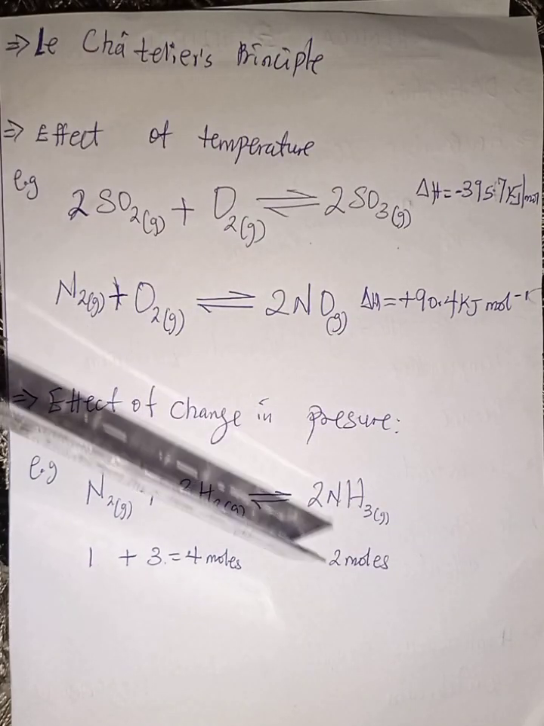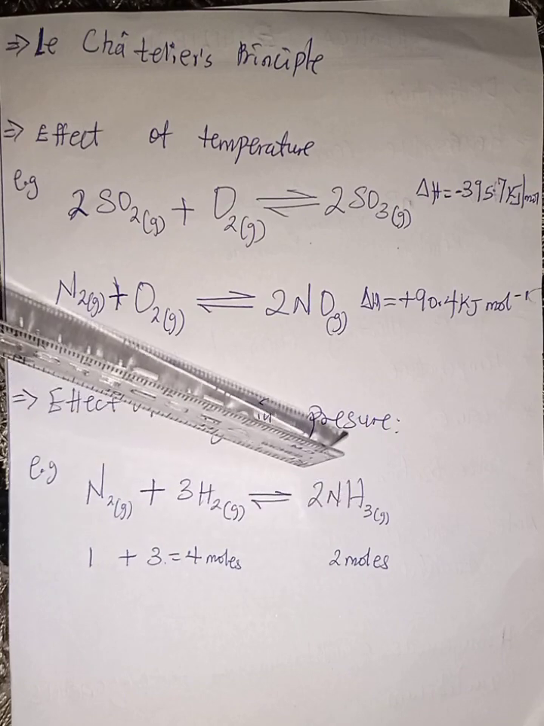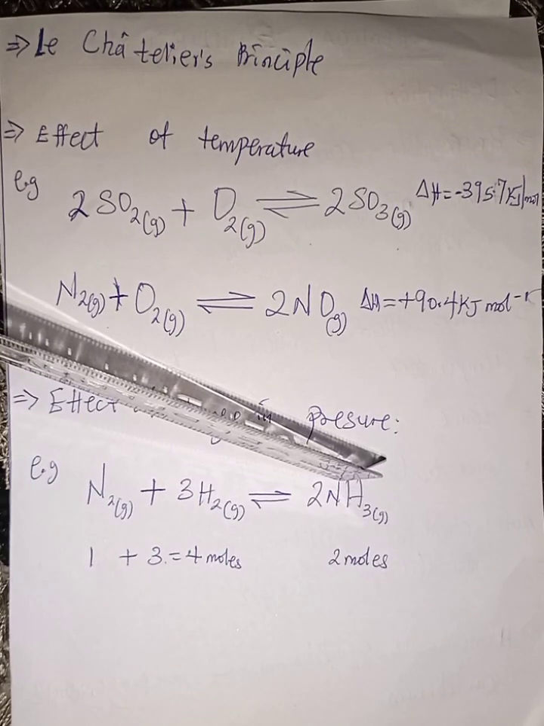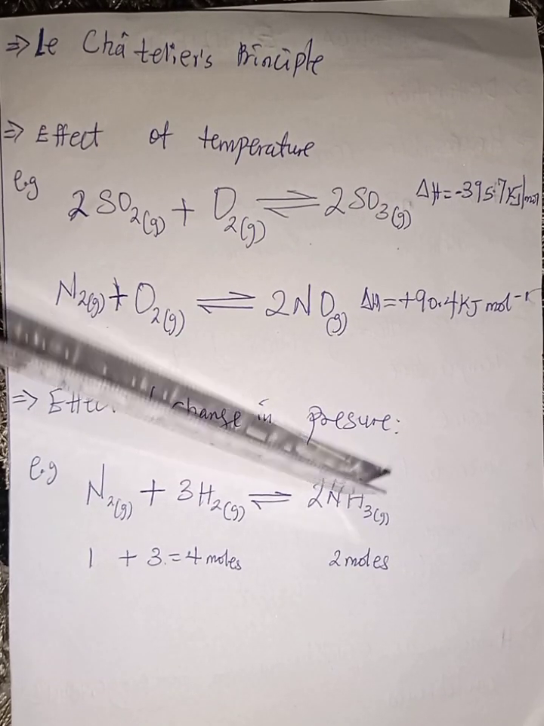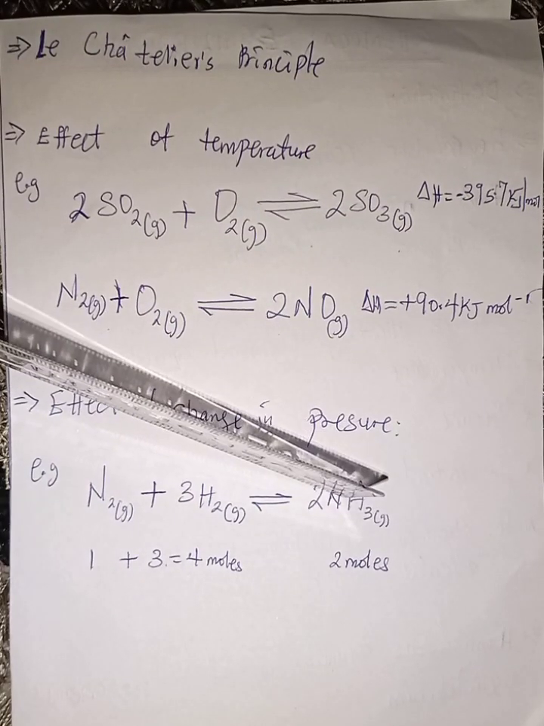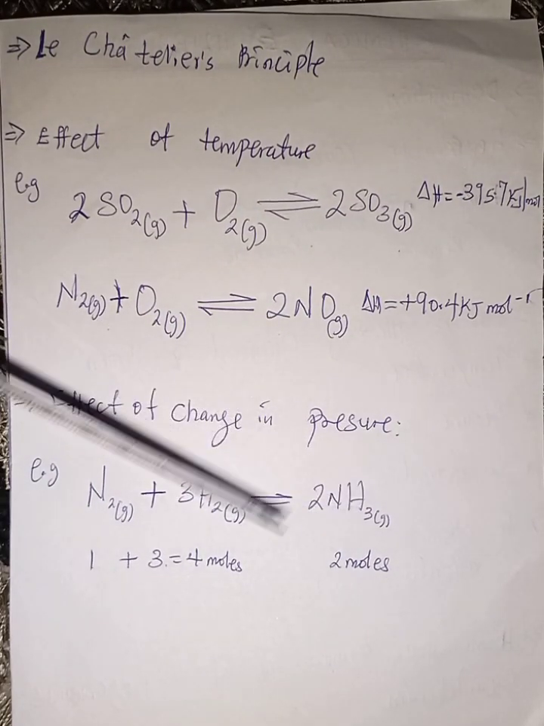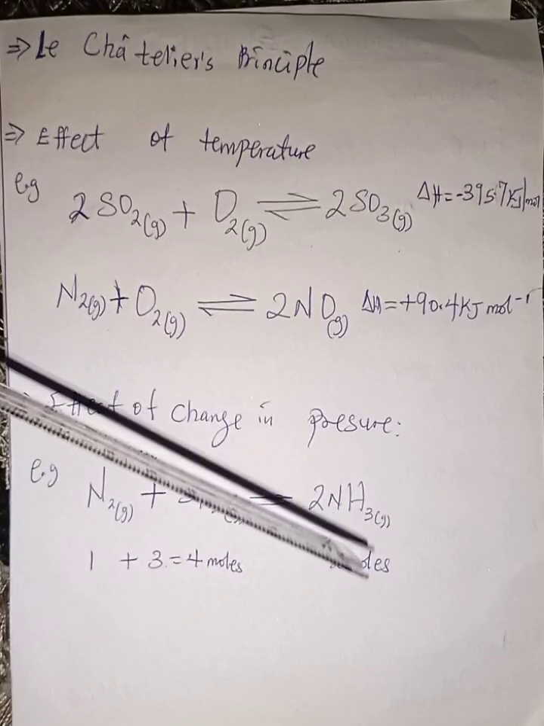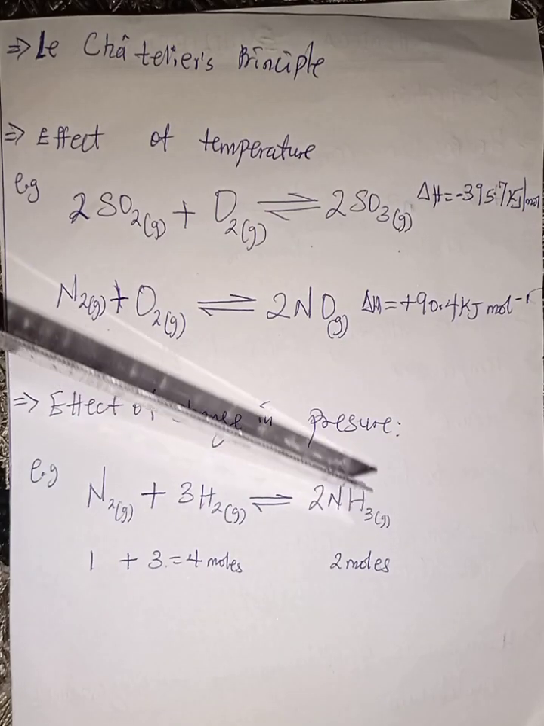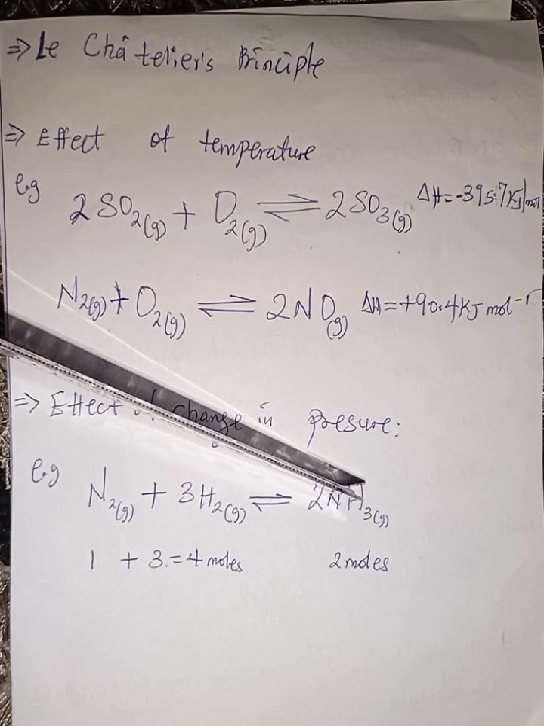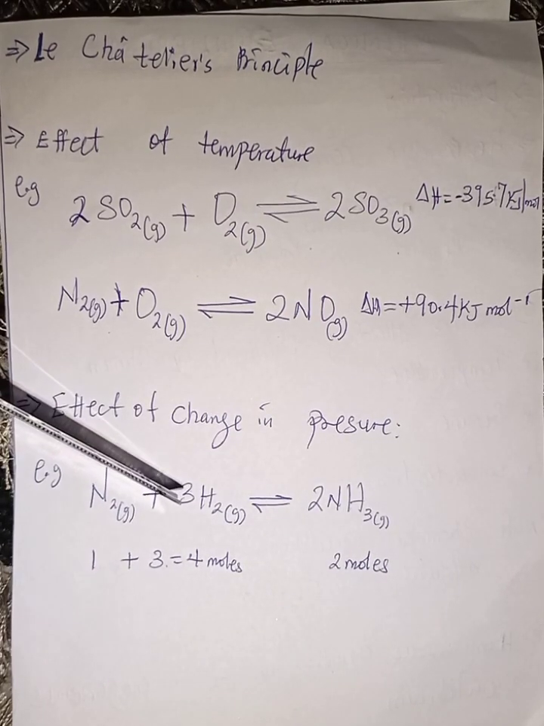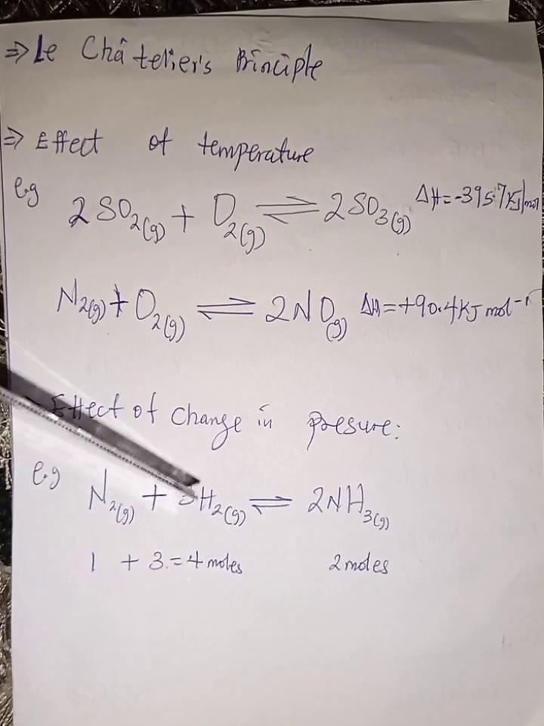So if you want to favor the forward reaction or the product, or if you want to have more products, what you need to do is to increase the pressure or remove more ammonia. If you remove more of this ammonia that is being formed, then the equilibrium position will shift to the forward side. If you also increase the pressure, it will also shift to the forward side. If you add more ammonia to the system, the equilibrium position will shift to the reactant.